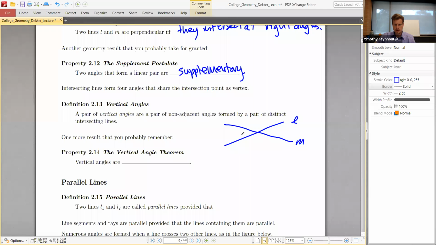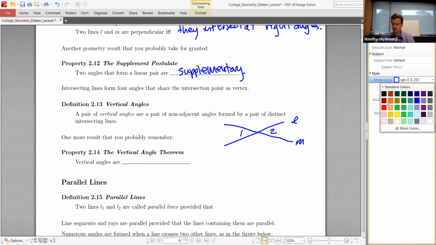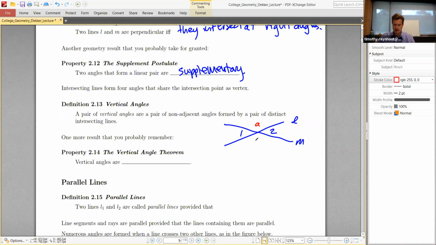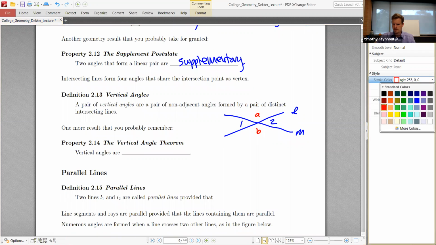Then vertical angles, watch carefully, vertical angles could be angles 1 and 2, right? This is an angle, this is an angle, and those are vertical angles because they're non-adjacent. Even though they didn't appear one above the other, it doesn't matter, left, right, above, below, they're still called vertical angles. Of course, if we were to look at A and B, then A and B would be a pair of vertical angles as well.